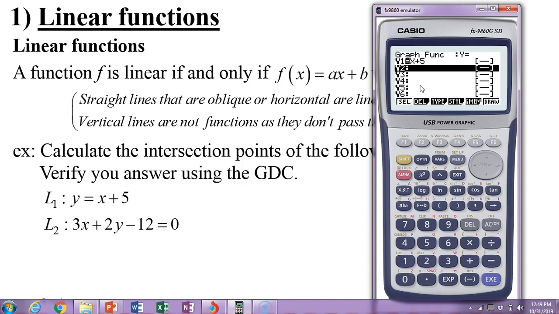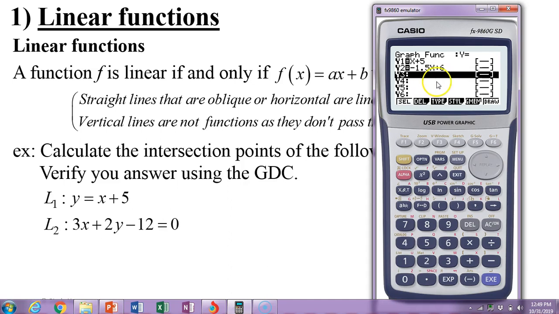Now over here, L2 in the example is given in standard form, while on the GDC we need it in the form y equals mx plus b. So for that reason, you can just rearrange the terms and solve for y. You would obtain y equals negative 3 over 2, so that's negative 1.5x, plus 12 over 2, so that's a 6. Okay, so plus 6.